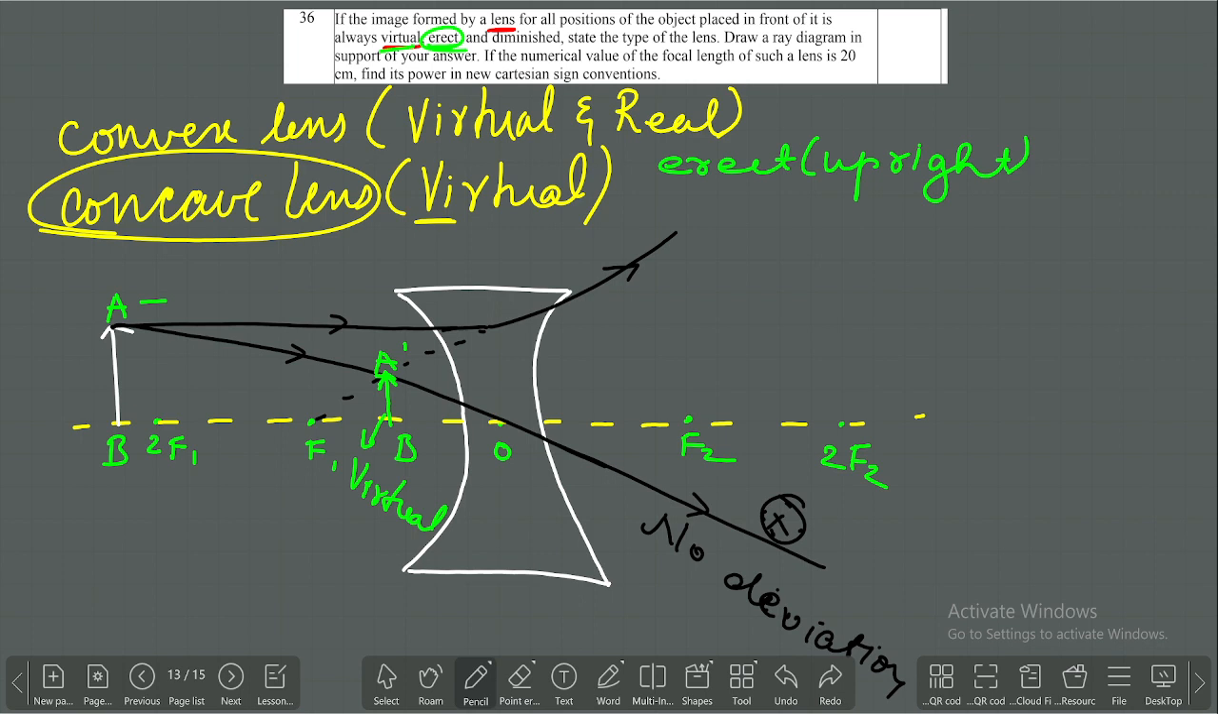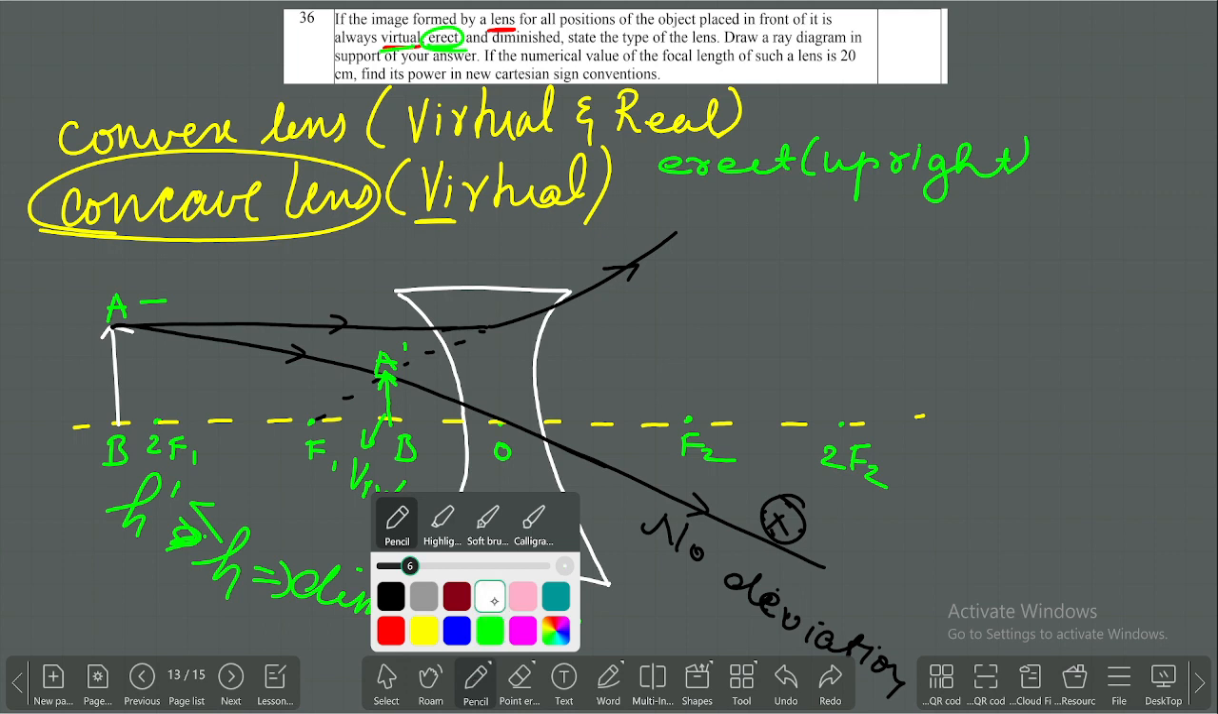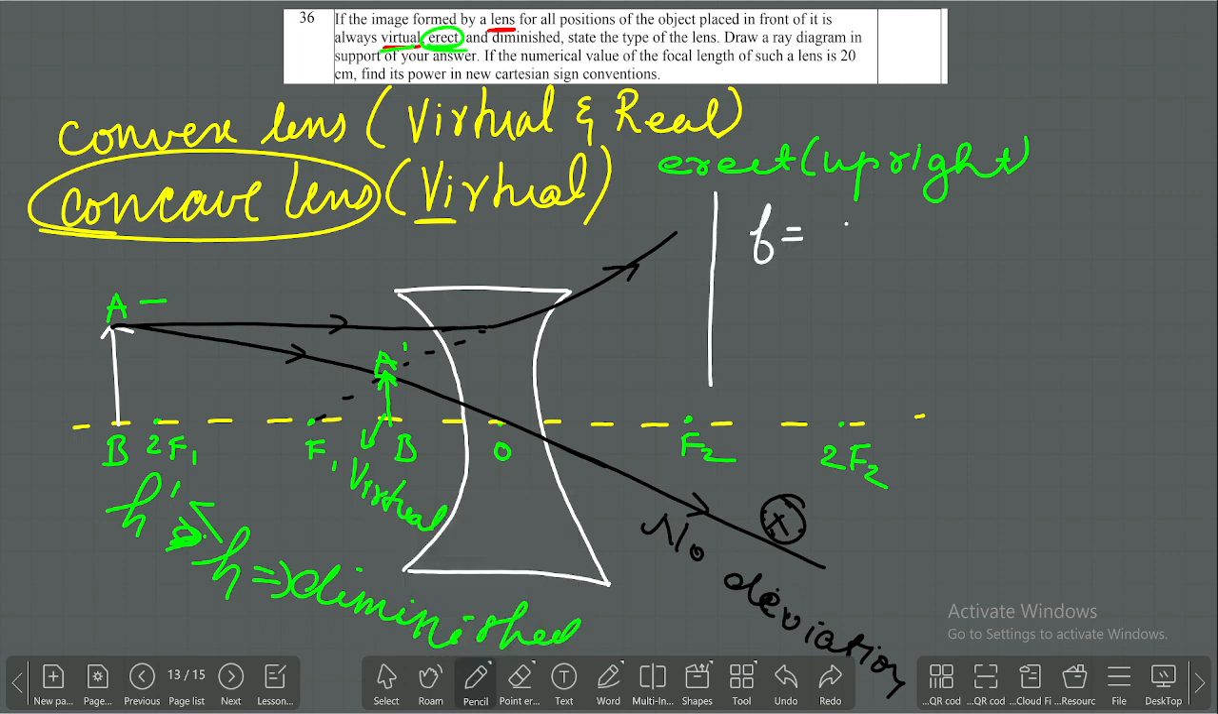And then diminished, that means compared to the size of the object, if the size of the image is lesser than the height of the object, that represents the image is in the form of a diminished image. And then the numerical value of the focal length of such a lens is 20 centimeter. So the focal length value they gave is f is equal to 20 centimeter. As per the sign convention rule, the focal length of a concave lens is minus 20. They are asking us to find the power of the lens.